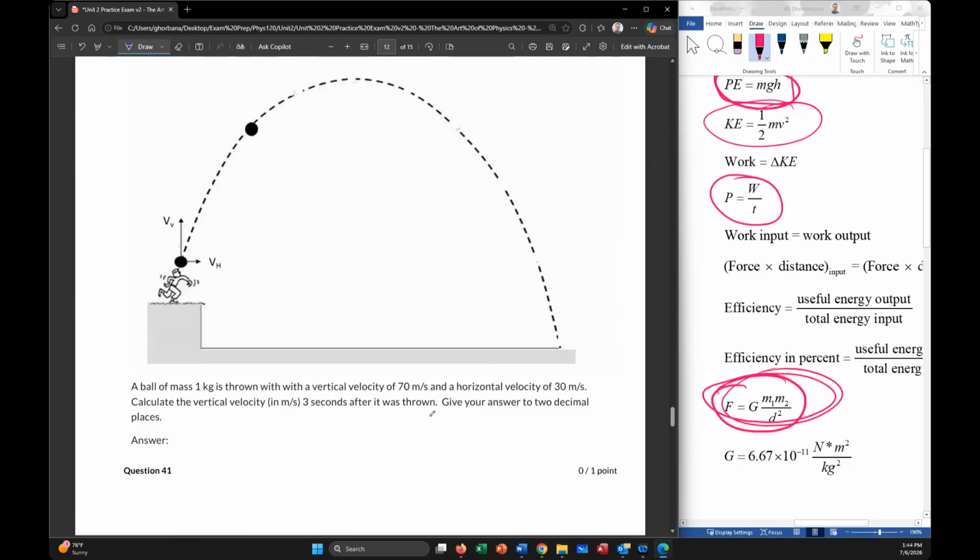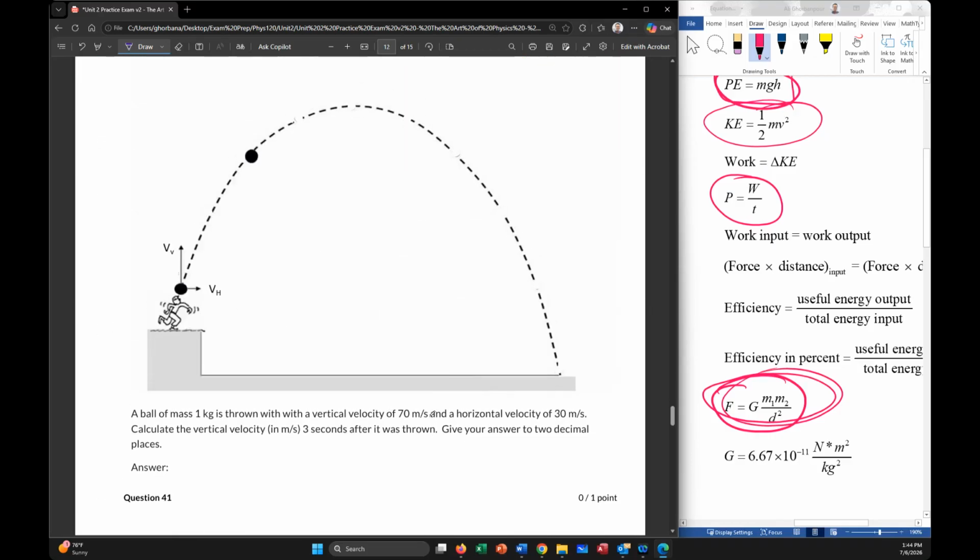Okay, projectile. A ball of mass 1 kilogram with a vertical velocity of 70. Again, your number might be different. And horizontal velocity is 30. Good. Calculate the vertical velocity 3 seconds later.